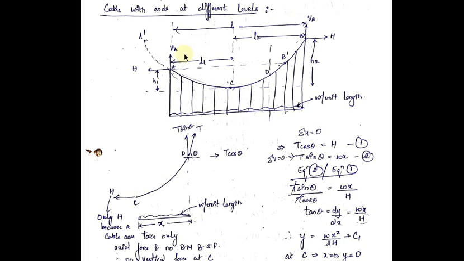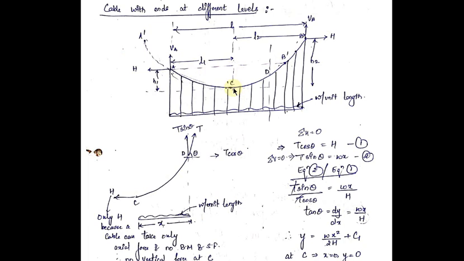Till now we studied cables with ends at the same levels. That is, in those derivations and numericals, the ends of the cables were at the same level. Now, as you can see in this diagram, the ends of the cable A and B are not at the same level. So now we will see how to analyze such cables where the supports are at different levels.